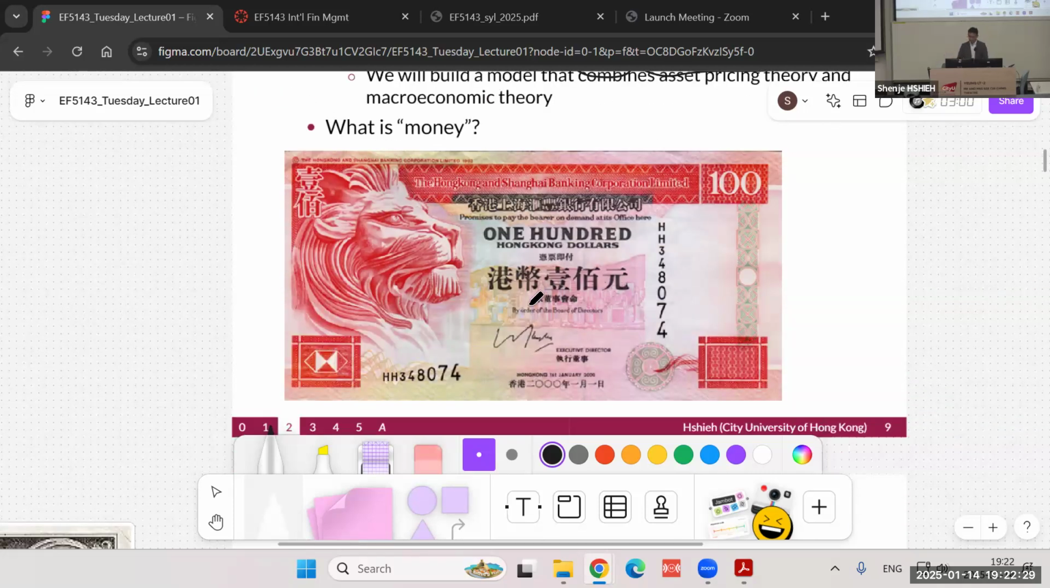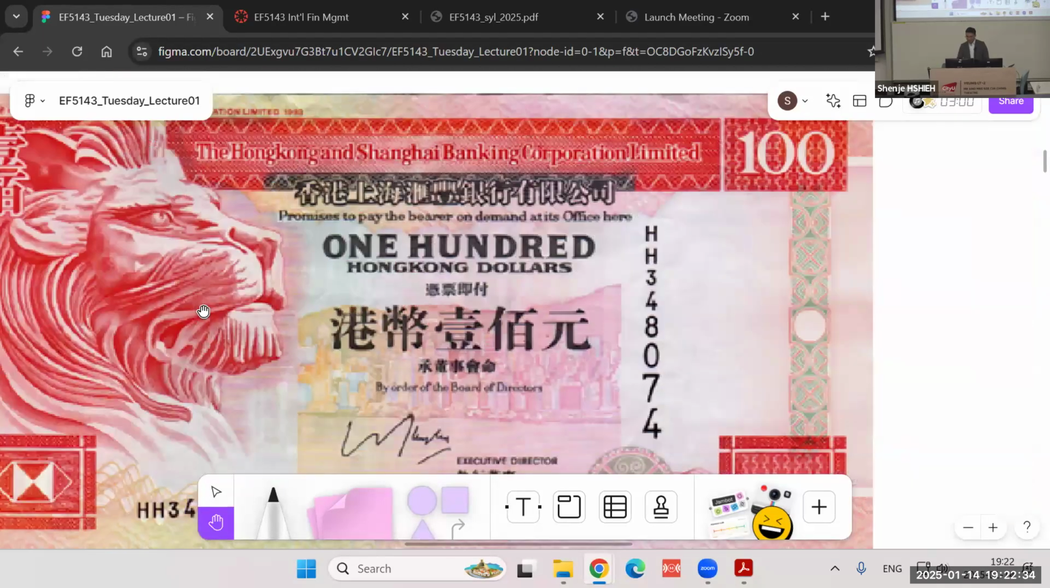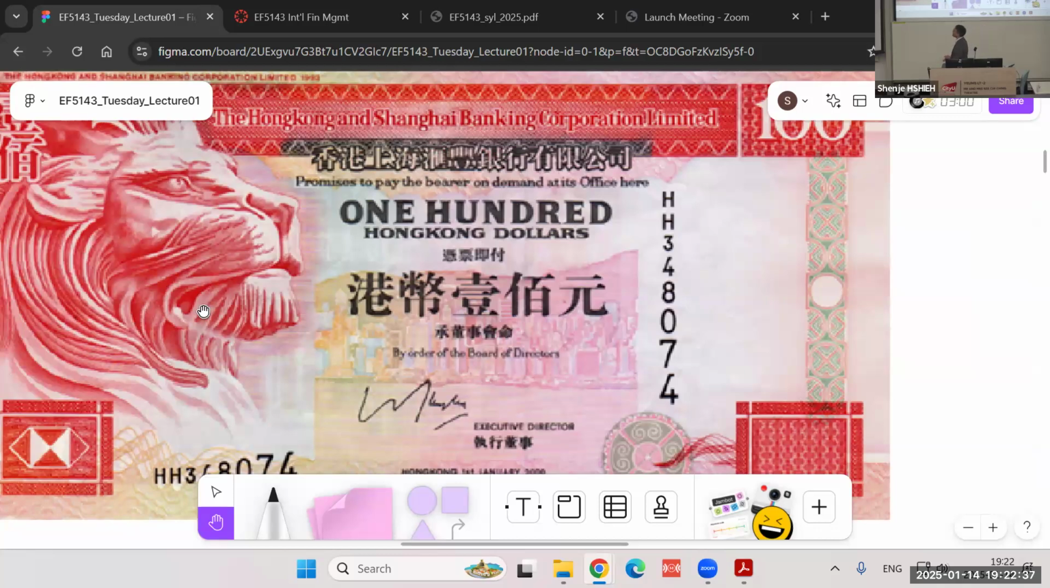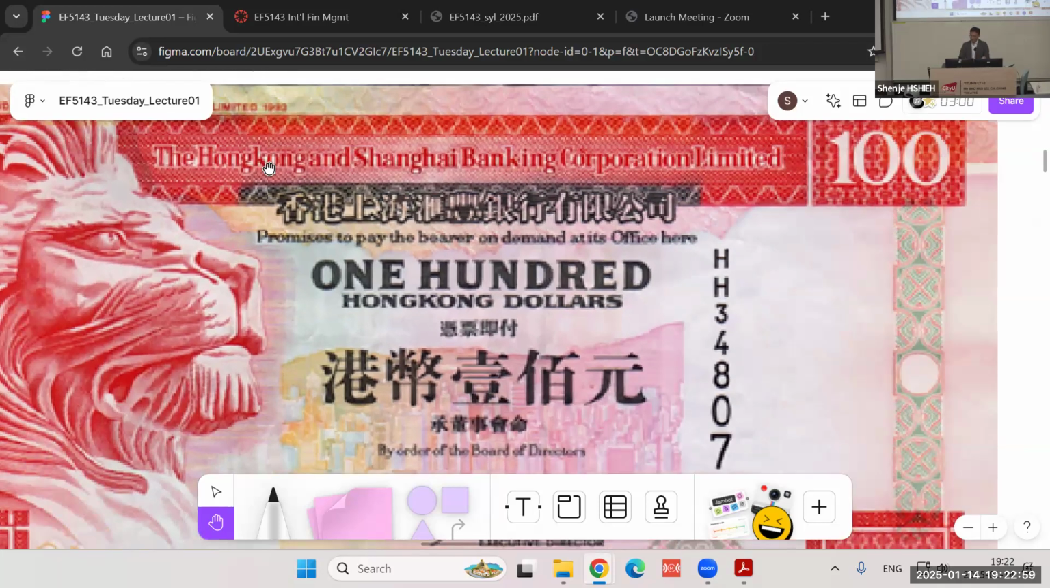So I have this Hong Kong dollar here, so let me zoom in to emphasize what I want you to pay attention to. So the first question I have for you is, other than how much money this is, 100 Hong Kong dollars, who is the issuer, or what institution is the issuer of this currency? So in English, it's the Hong Kong and Shanghai Banking Corporation Limited, Huifeng Yinghang, right? So that's your issuer.